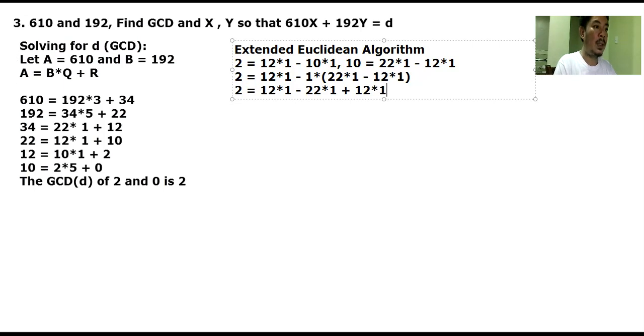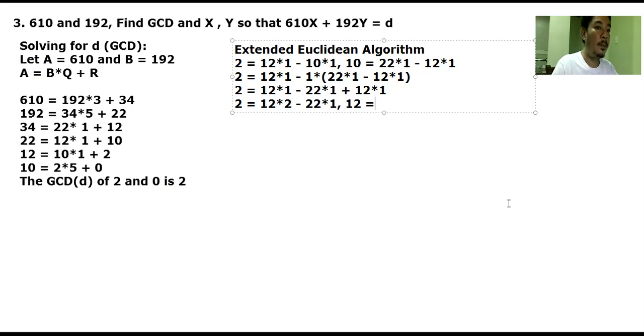So, ilang 12 asterisk 1 yan? So, dalawa. So, 2 equals to 12 asterisk 2 minus 22 asterisk 1. Next. Hanapin naman natin si 12. Si 12. 12 is equals to yung pang number 3, yung 34 minus 22 times 1.